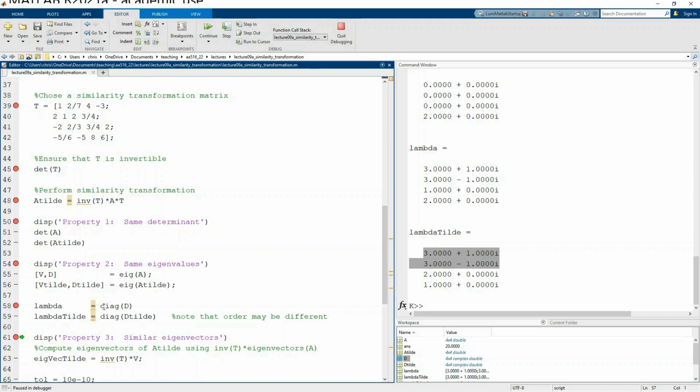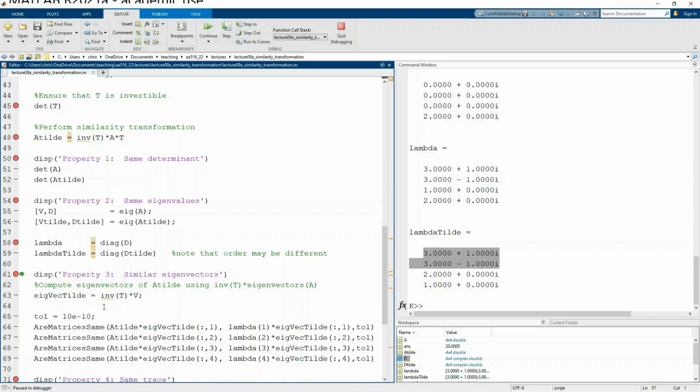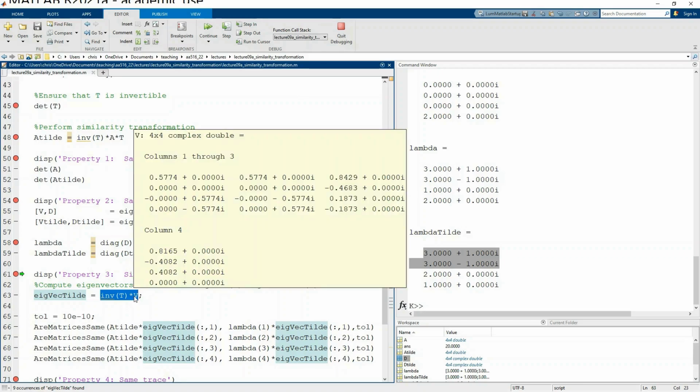The eigenvalues of both A and A tilde are the exact same. Now, let's look at the eigenvectors. We discussed on the board that the eigenvectors of A tilde should basically be the eigenvectors of A, but then we have to multiply by T inverse. So that's what I'm going to do right here. I'm going to compute what the eigenvectors of A tilde should be, using the relationship we derived on the board: T inverse times the eigenvectors of A.